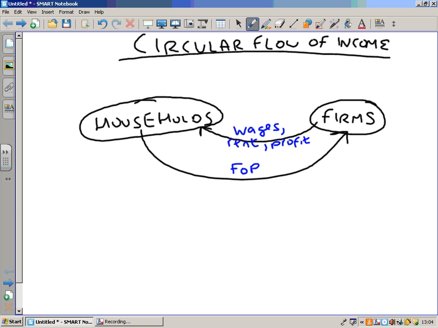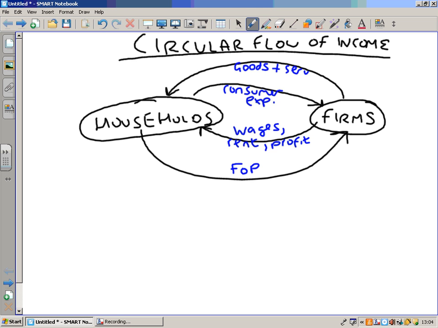So in effect, we've received all this money from firms. We've got to think about now, what do we do with this money? We give that money back to businesses in terms of consumer expenditure. The reason why we do this is to receive goods and services from businesses. So what we have there is the basic circular flow of income.